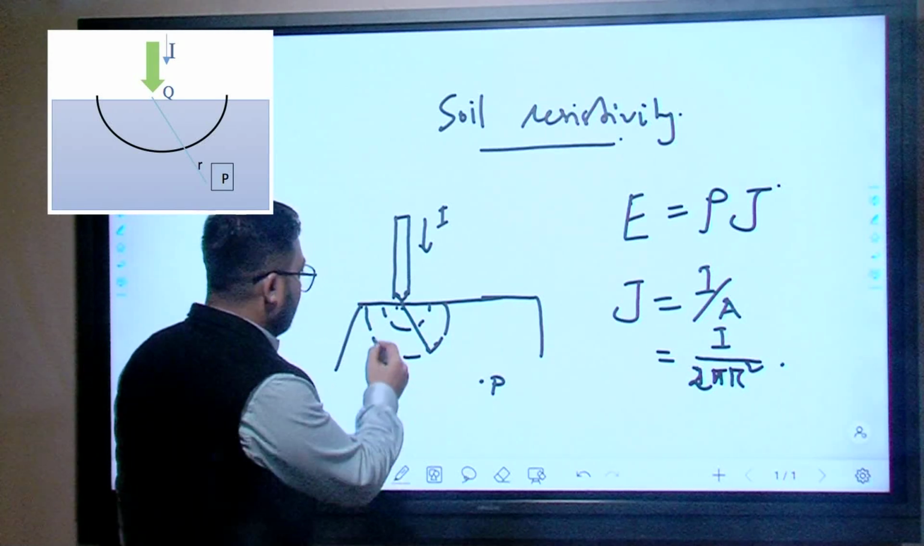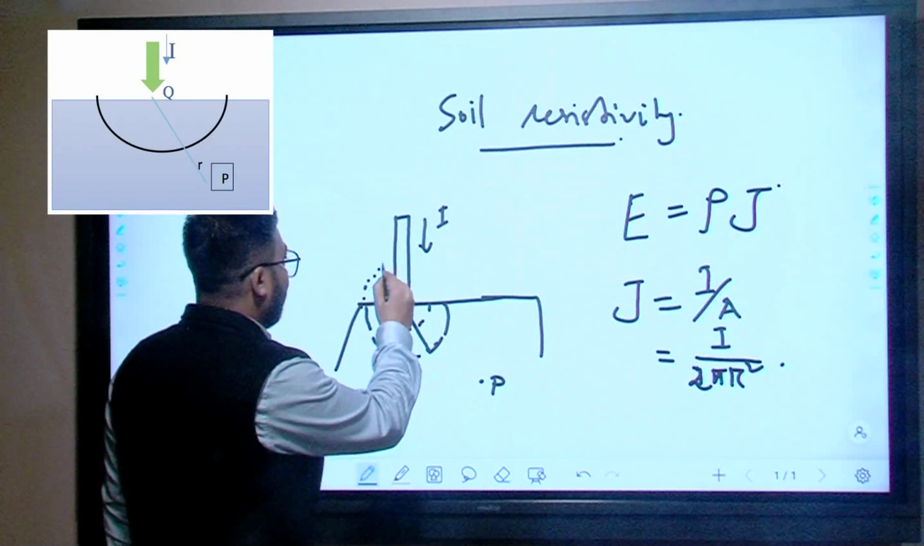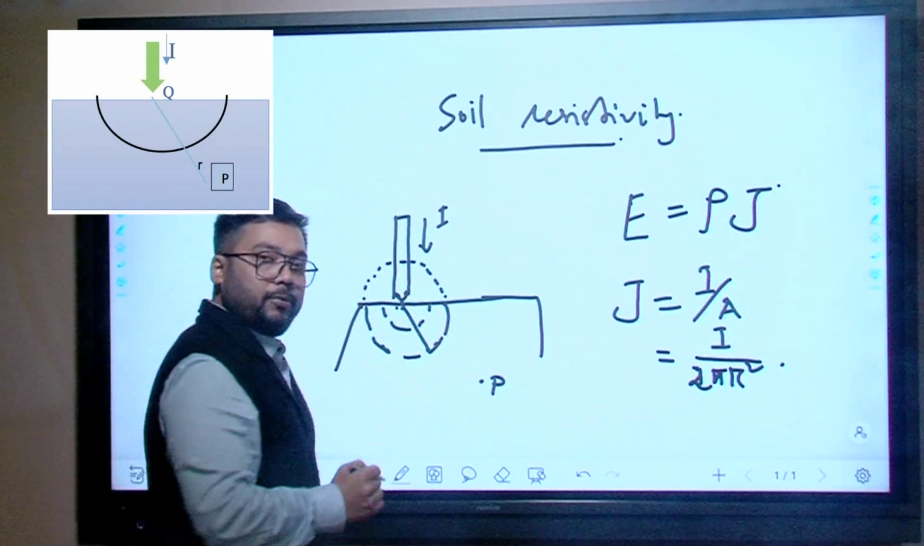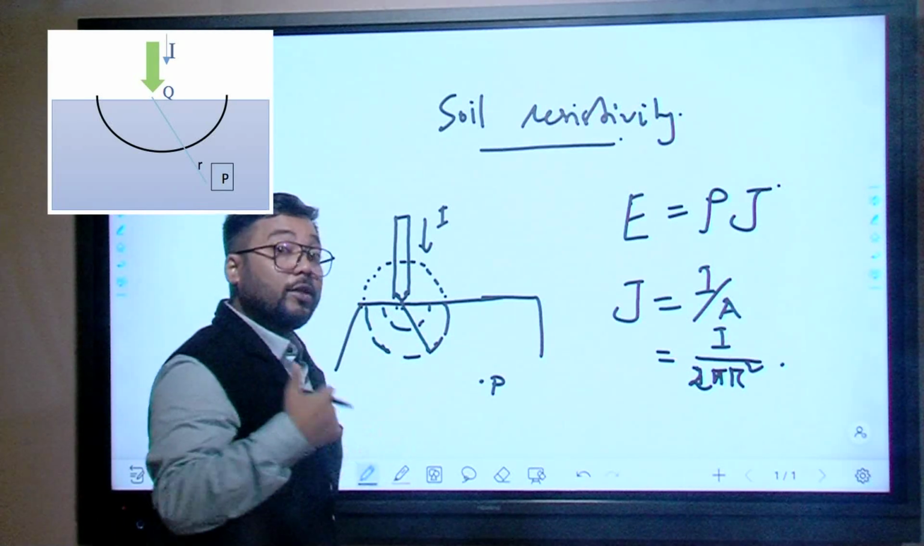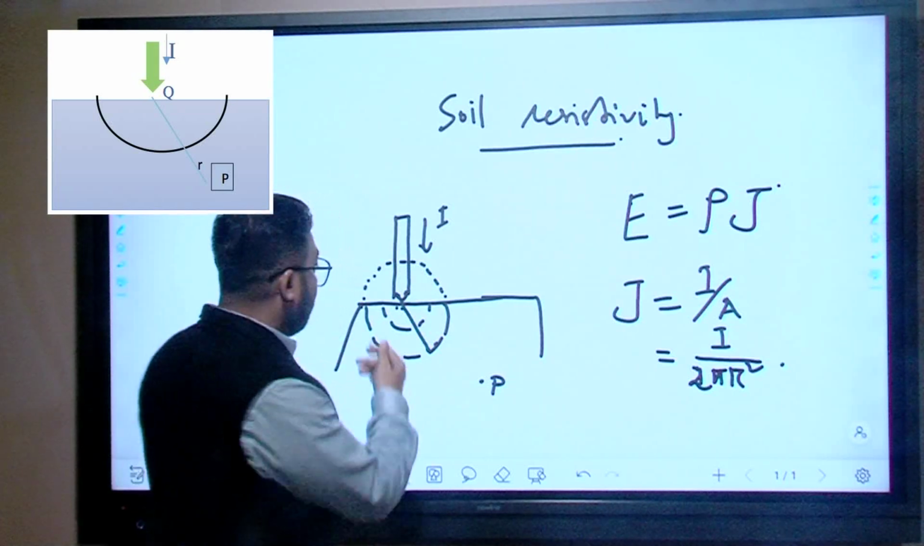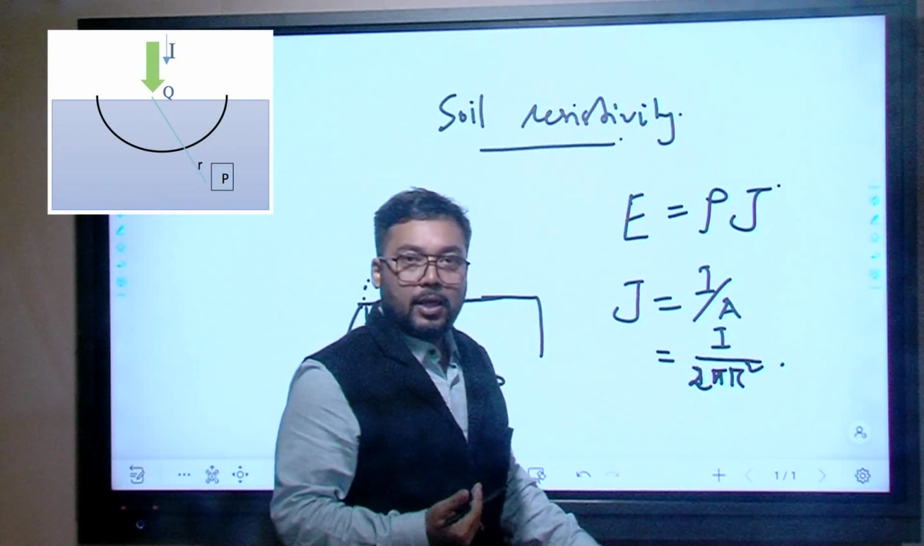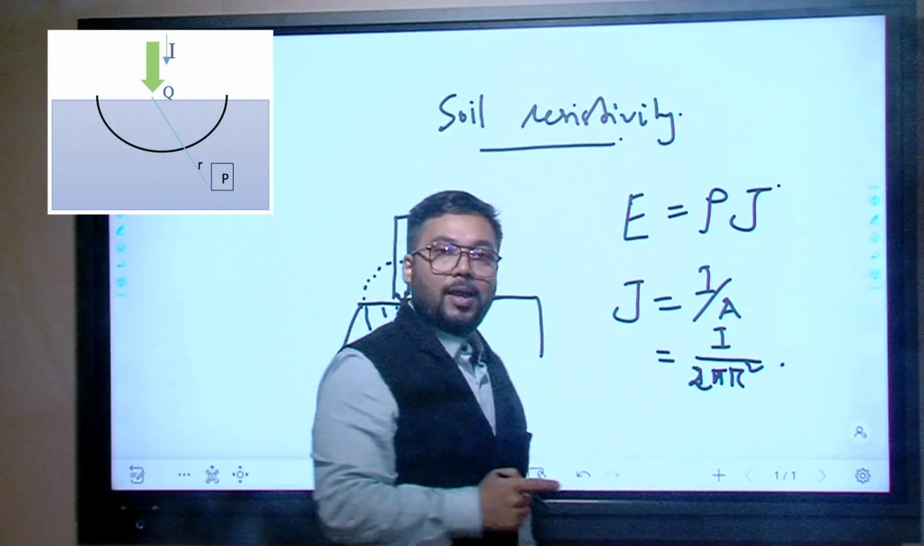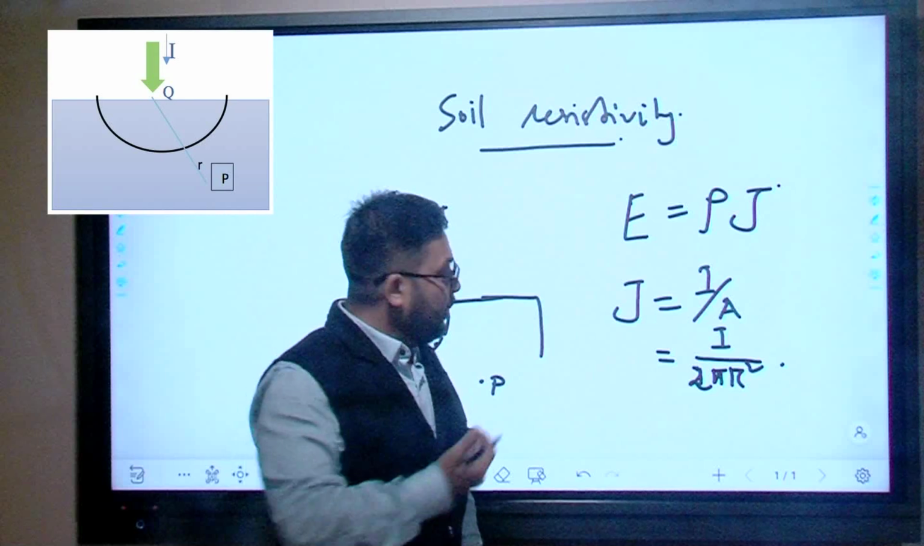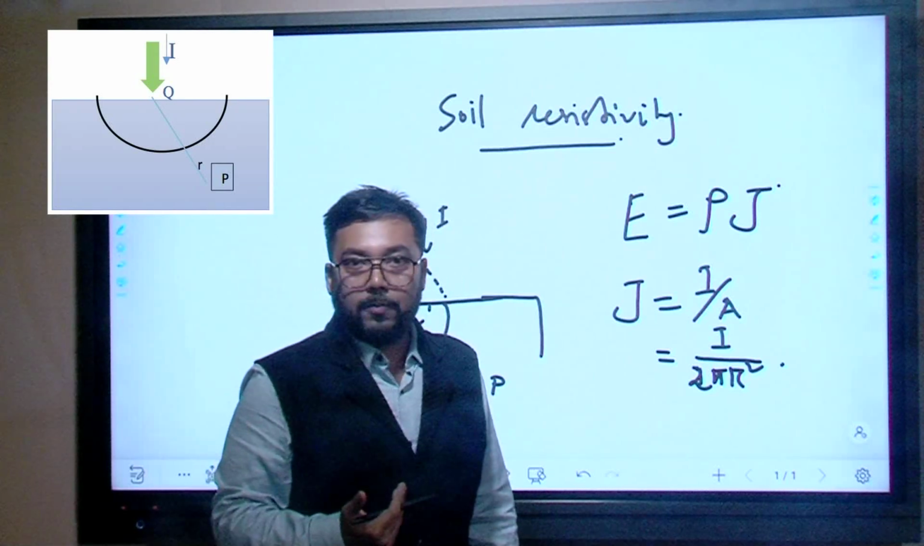In that case, it is a hemisphere, right? It's a part of this particular sphere, but it's a hemisphere. So what is the area of this hemisphere? If r is the radius, then it should be 2 pi r square. Hence my current density J is given by I by A, that is I by 2 pi r square.